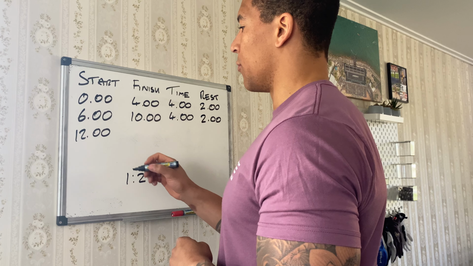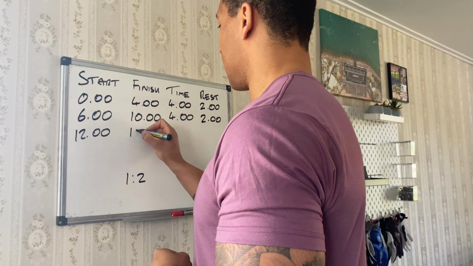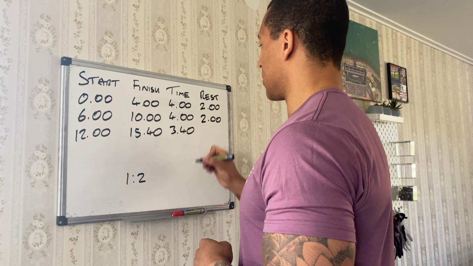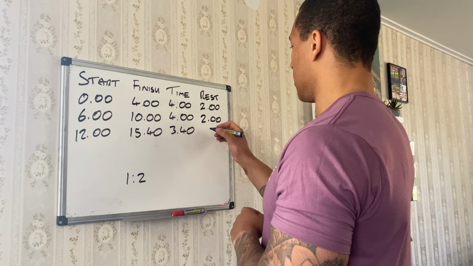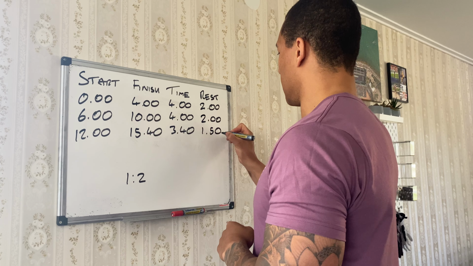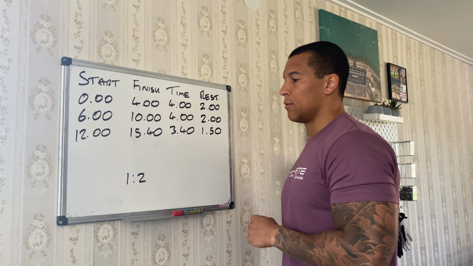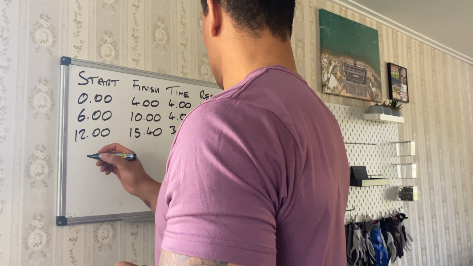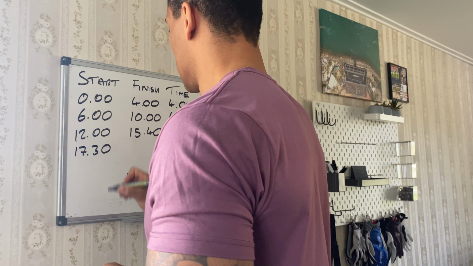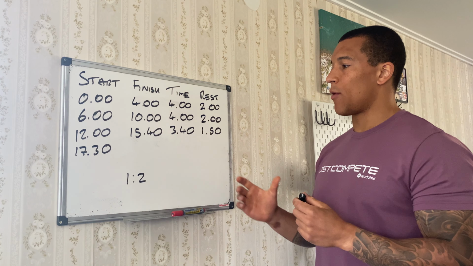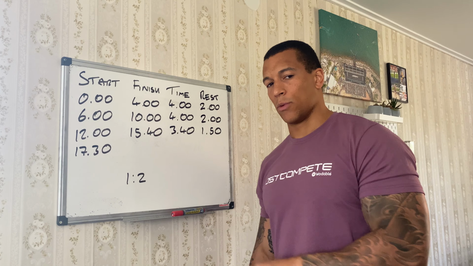So instead of finishing in 4 minutes on this round, say on this round we finish at 15:40. We work out that that round then took us 3:40, and we need to rest half this amount of time. So what's that going to be? 1:50 is half of 3:40. We then add that 1:50 to the 15:40, and we get 17:30. So we know that we're then resting until 17:30. That's when we start our next round.